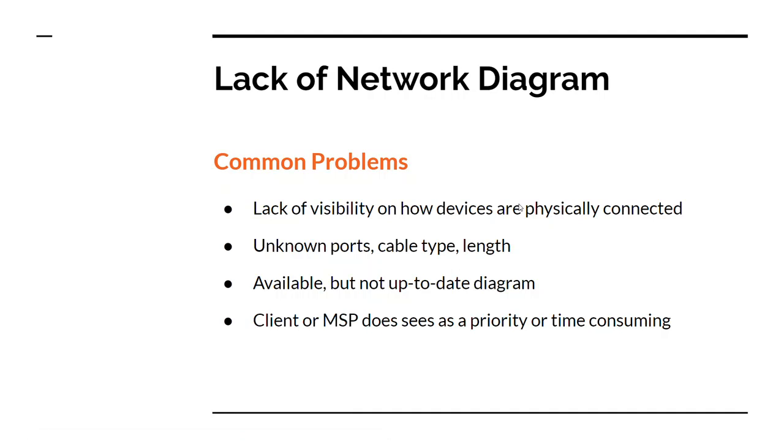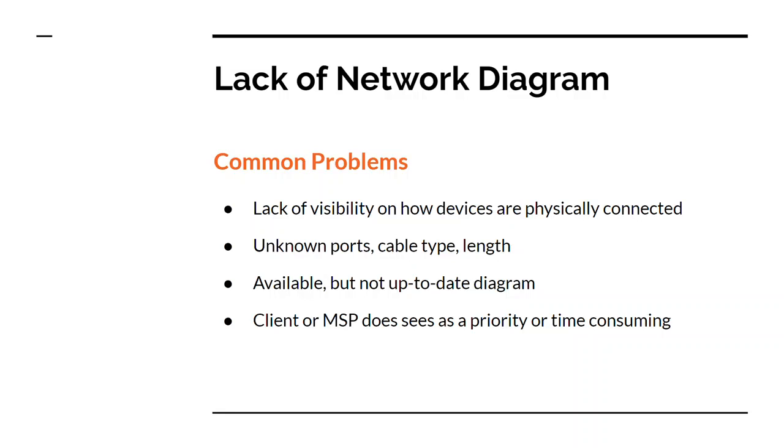So, a network diagram, these are some of the common problems for customers. The first being the lack of visibility on how devices are connected. Just having that view of the network, it's really critical, not only for you to actually know how your network is growing, but also how all devices are connected. The data flow. Are there any gaps that you need to pay attention, or your MSP needs to pay attention? Also, what type of ports, the cable type.